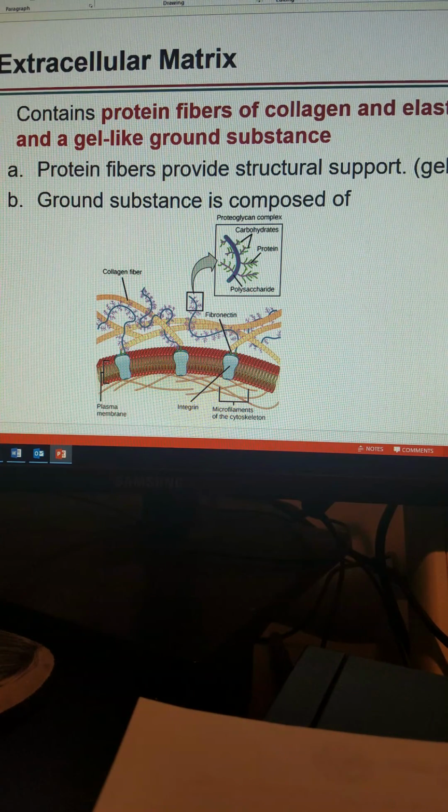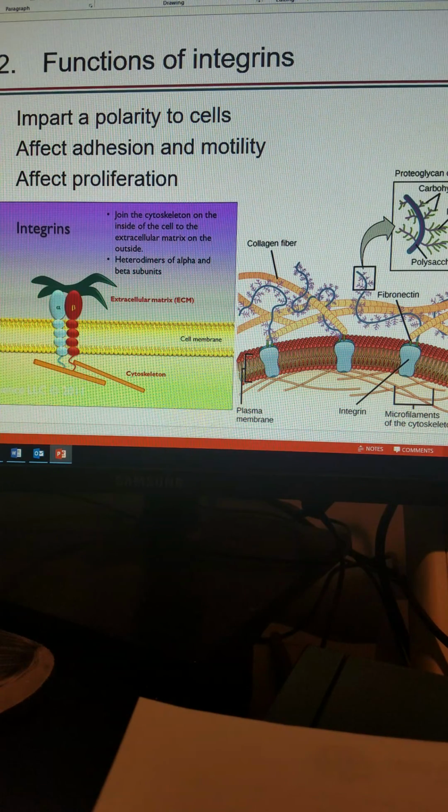Alright, looking at a cell on the extracellular matrix, what does it contain? So the stuff in red here will be on your first exam, so make sure you go over this and make note of this, that they contain protein fibers of collagen and elastin and a gel-like ground substance. So they're going to support the cell, give it that shape that it needs, and keep it strong.